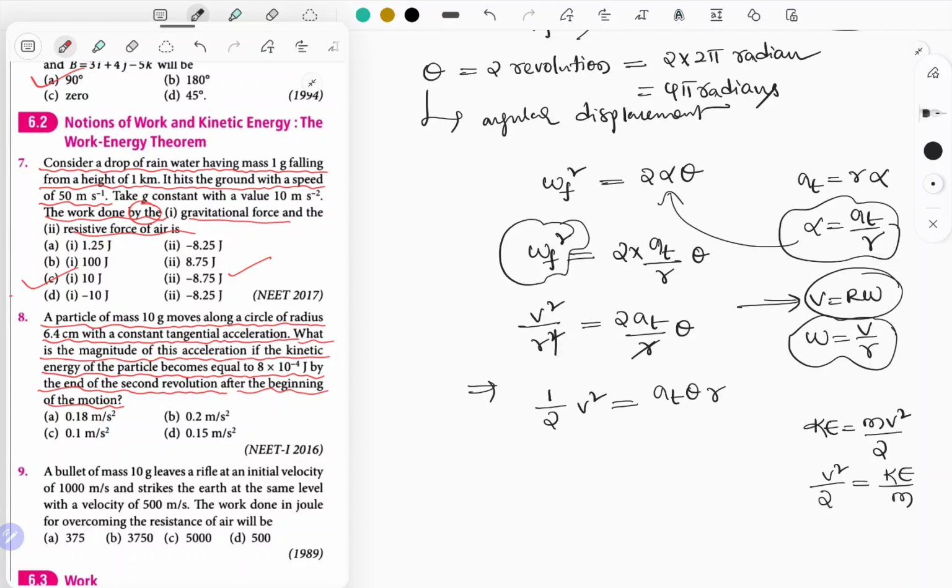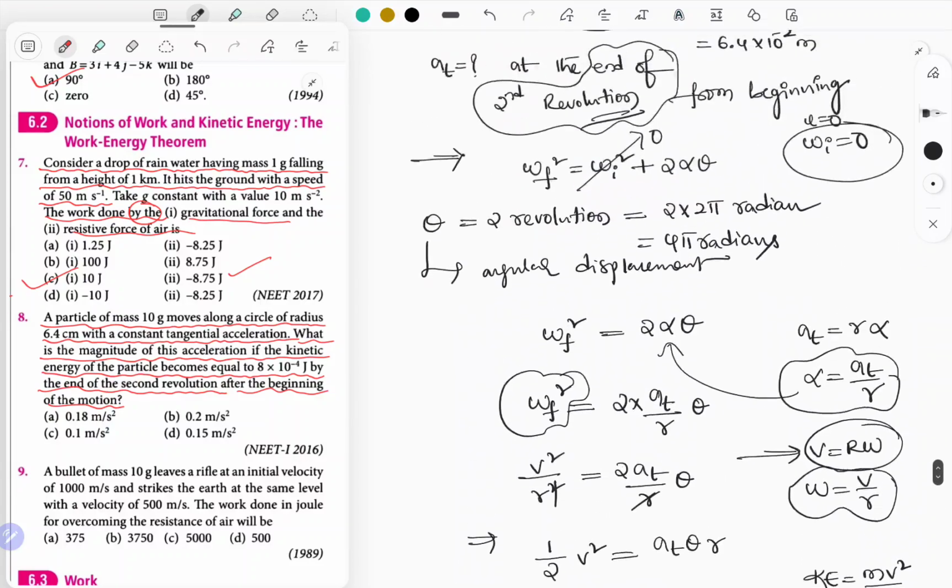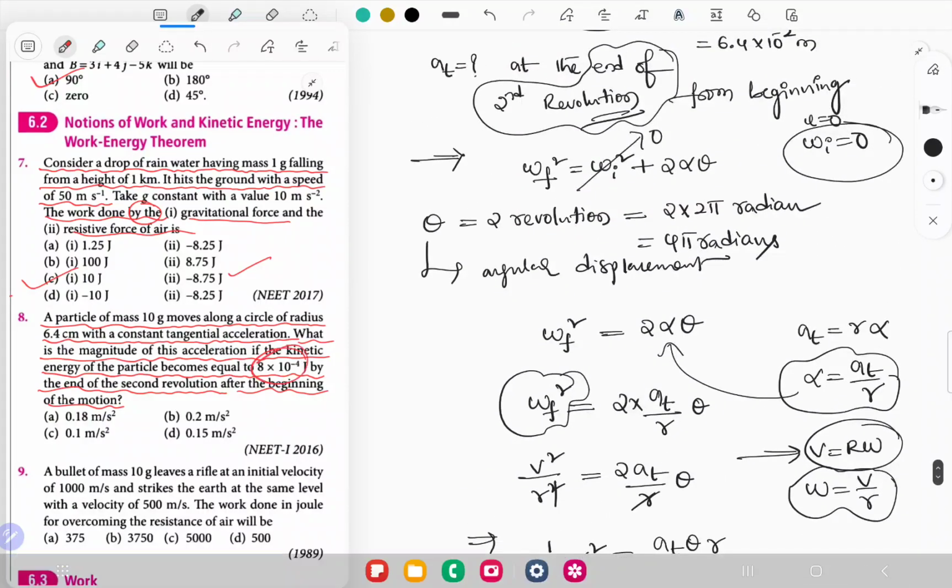Yes, I can. So now I am converting everything into given data, which is going to be kinetic energy by m, which is equal to a_t into theta into r. Do I know kinetic energy? Yes, they have given data. Do I know mass? Yes. And do I know radius? Yes. And do I know theta? Yes, I know. How many revolutions? Second revolution. This is theta.